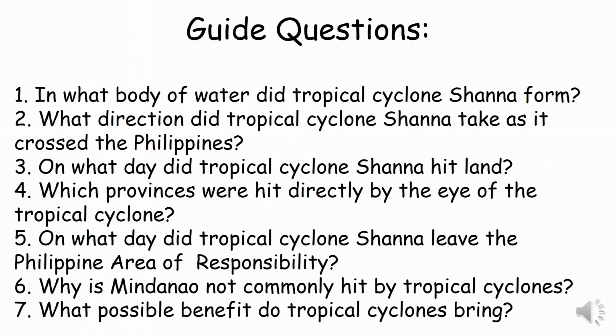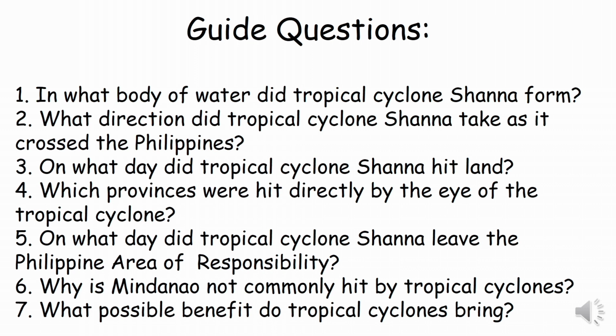One, in what body of water did Tropical Cyclone Shana form? Two, what direction did Tropical Cyclone Shana take as it crossed the Philippines? Three, on what day did Tropical Cyclone Shana hit land? Four, which provinces were hit directly by the eye of the tropical cyclone? Five, on what day did Tropical Cyclone Shana leave the Philippine Area of Responsibility? Six, why is Mindanao not commonly hit by tropical cyclones? Seven, what possible benefit do tropical cyclones bring?